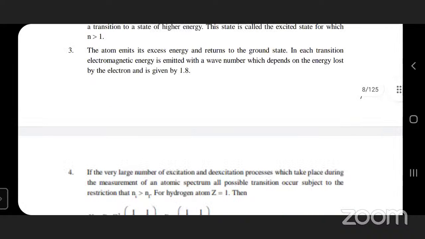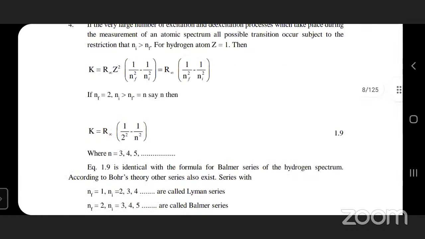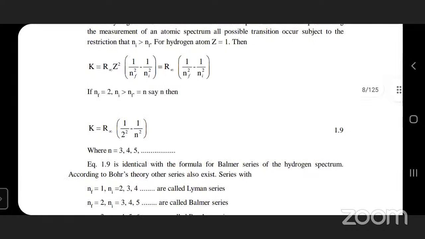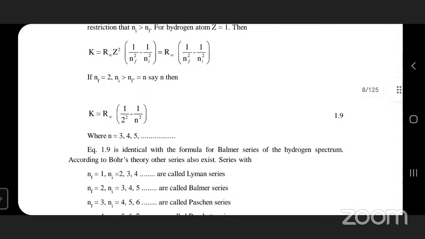So in which condition the Balmer as well as the Lyman, Paschen, Brackett, Pfund series are to be observed here? When n final equals 1, the Lyman series, and n initial, Brackett, is also to be observed. So this is the energy level diagram, very, very important.